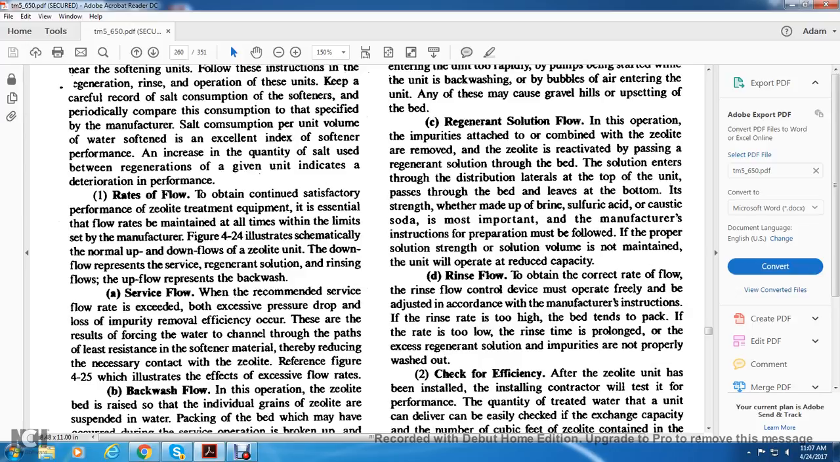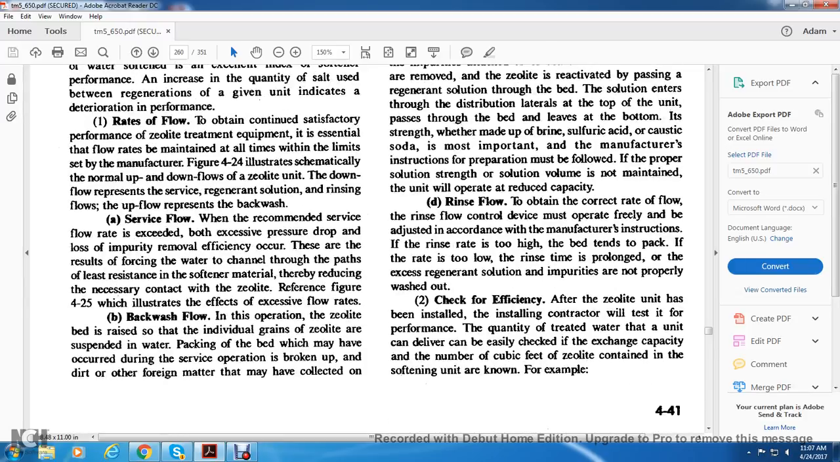1. Rates of flow. To obtain continuous satisfactory performance of the zeolite treatment equipment, the essential flow rates must be maintained within the limits set by the manufacturer. Figure 424 illustrates schematically the normal up and down flows of the zeolite unit. The downward flow represents the surface, regeneration solution, and rinsing flows, and upflow represents the backwash.